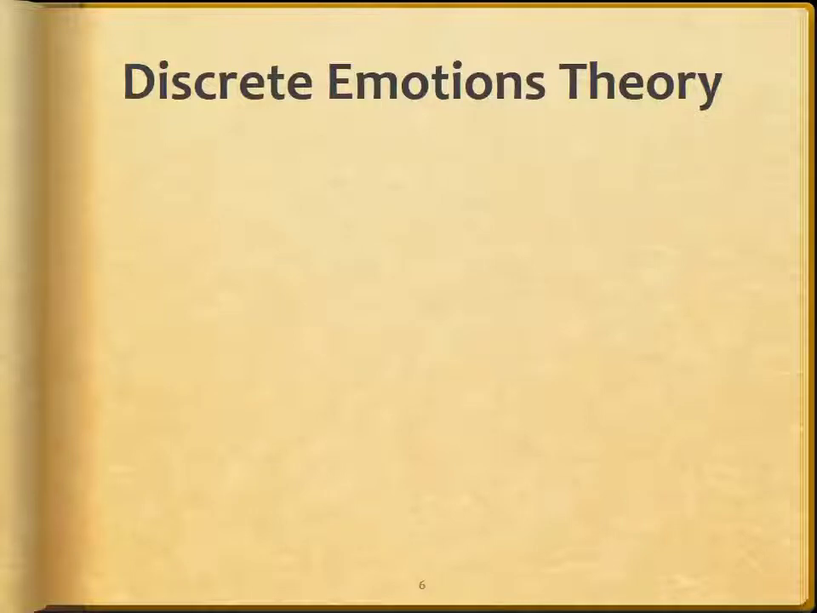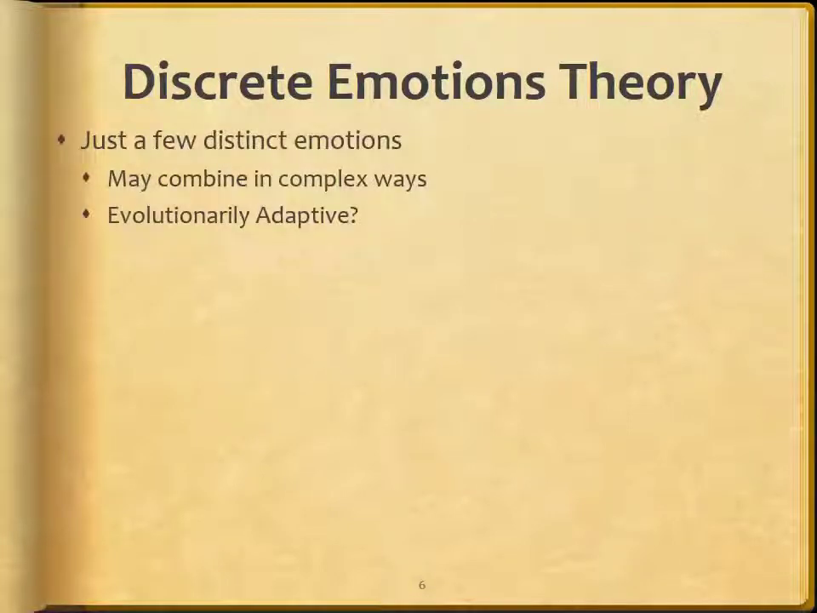Alright, so some theories about what causes emotions. First we're going to talk about the discrete emotions theory. According to this theory, humans experience only a small number of emotions, so few distinct emotions. And these distinct emotions may combine in a complex way. These distinct emotions are thought to serve evolutionary functions. They're biological. So for example, when we're scared, we open our eyes really wide. And that's evolutionarily adaptive. It enables us to spot danger a lot better.